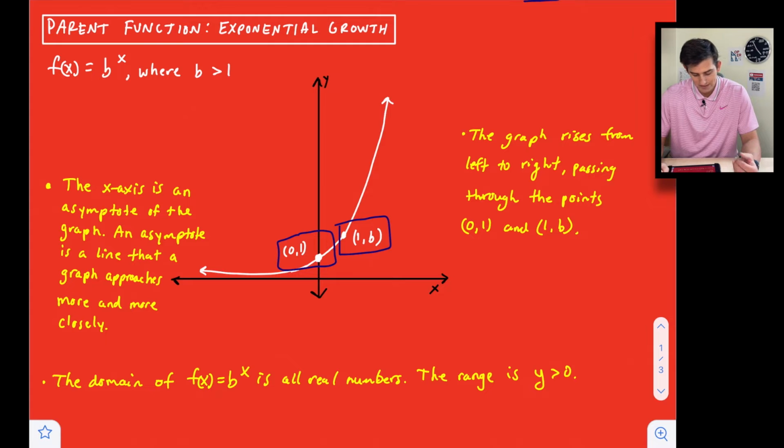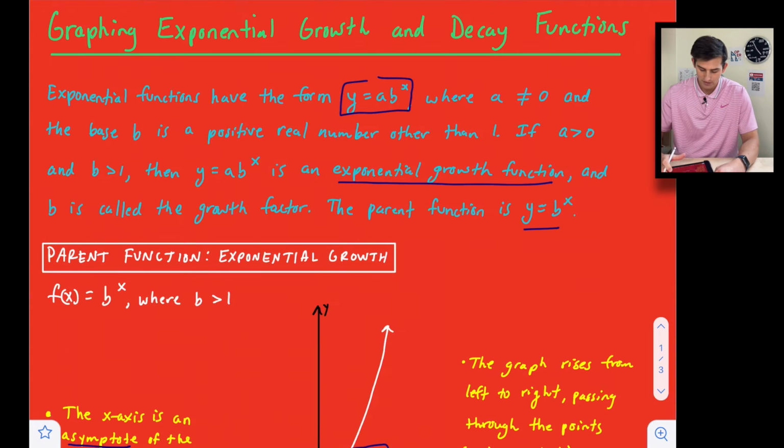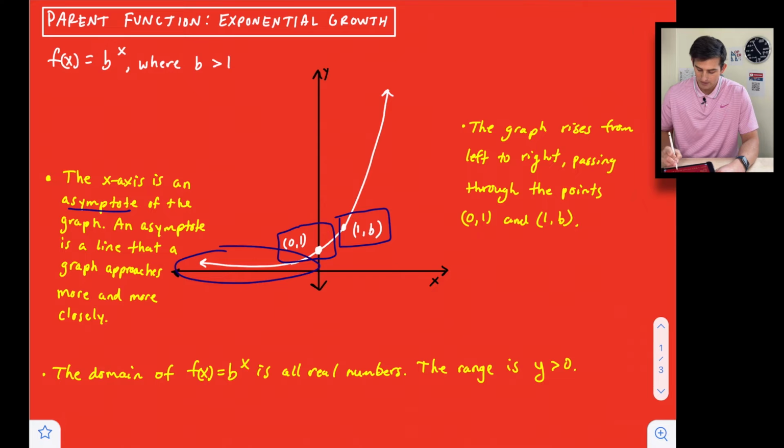Notice on the left it says the x-axis is an asymptote of the graph. And so what is an asymptote? It's just a line that a graph approaches more and more closely, but it's not going to cross. So when we look at this portion of the graph down here at the bottom left, that graph is getting closer and closer and closer to the x-axis, but it's never going to go below it, meaning we don't have any negative y values as part of our range. That's why we see right here the range of our function would be y is greater than 0, because our function is always going to stay above that x-axis.